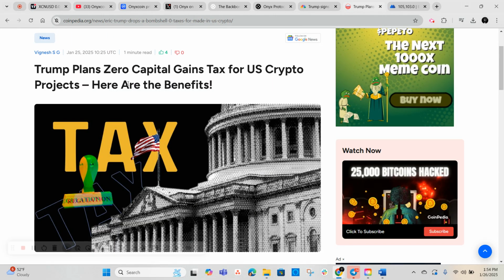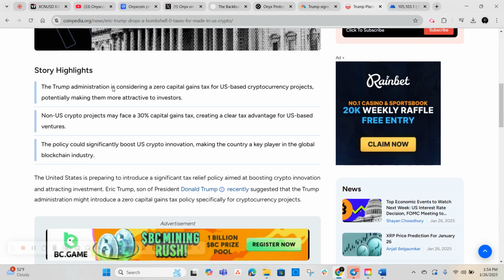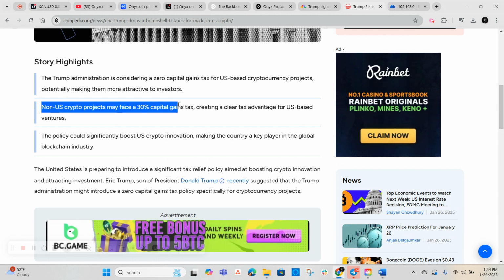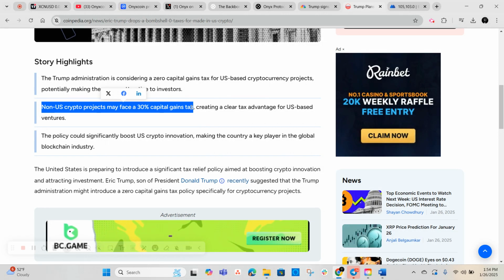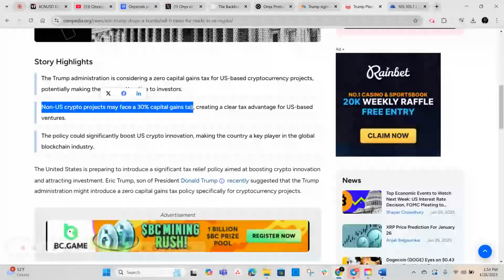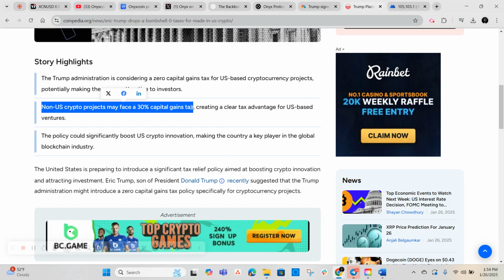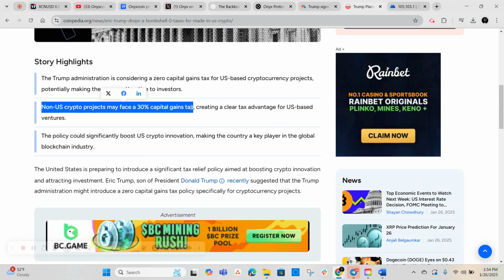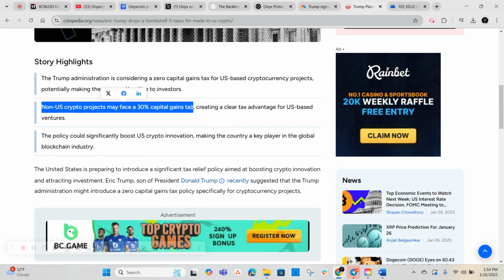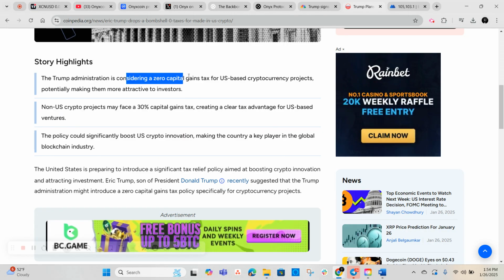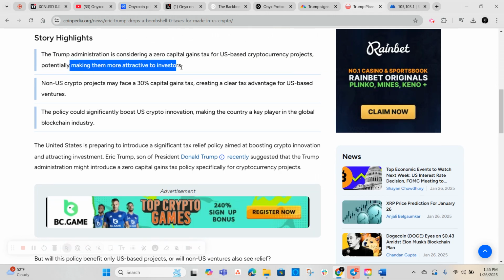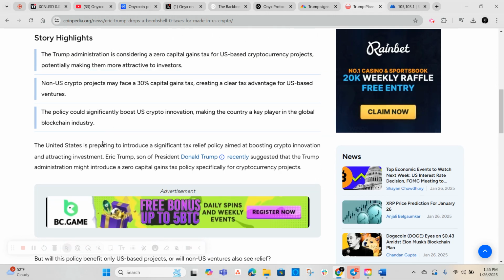It's this: Trump plans zero capital gains tax for U.S. crypto projects. They talk about the benefits. Non-U.S. crypto projects may face a 30% capital gains tax. He's trying to build the home front, make innovation here, meaning that all these companies that left the United States because crypto was so restrictive can now come back home onshore. With the considered zero capital gains tax, that means so much innovation and attracting more investors to this space. It's going to be ridiculous.